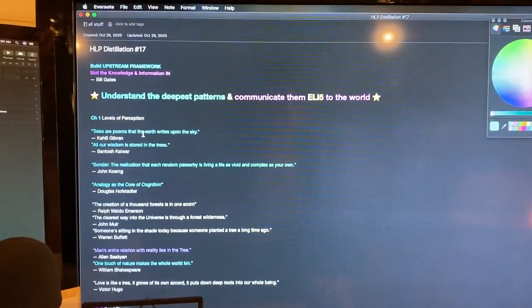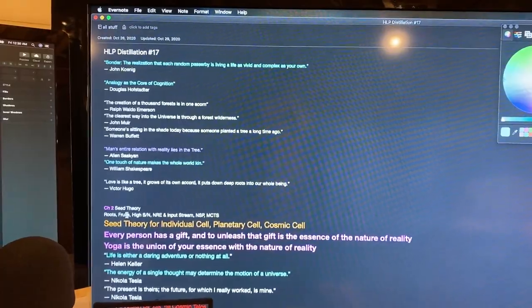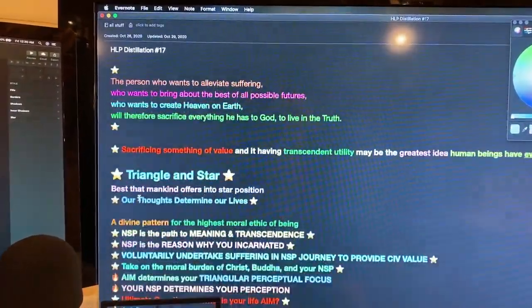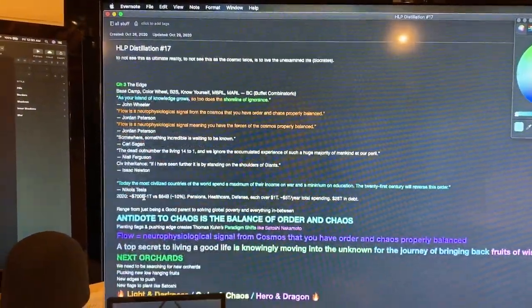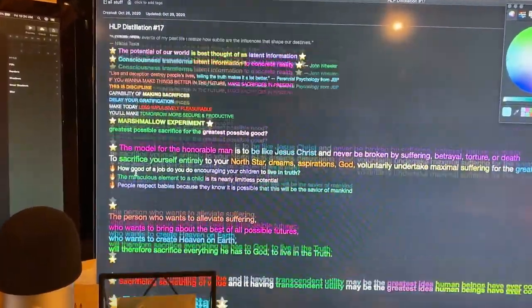So this is chapter one, levels of perception. Every single one of these is broken down in chapter one and then blah, chapter two and then blah, chapter three is here, the edge, and then blah, right? And so right now, I'm totally not going to be using all of it.